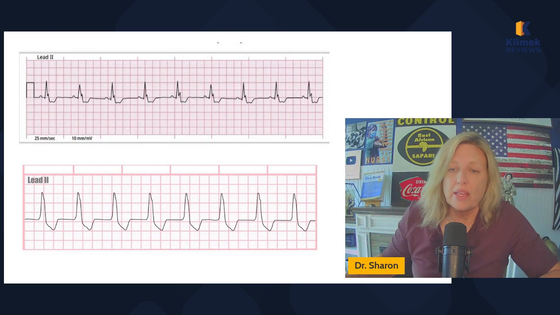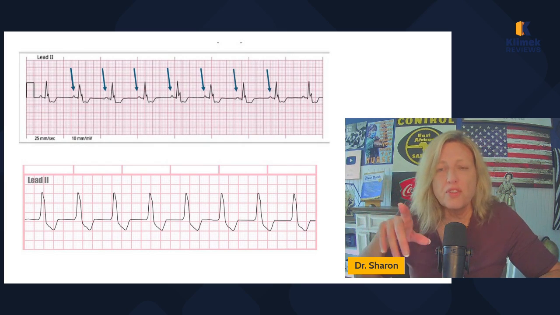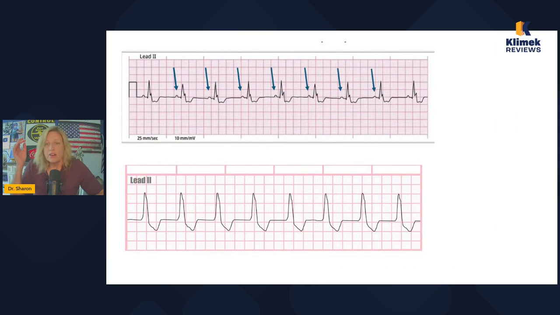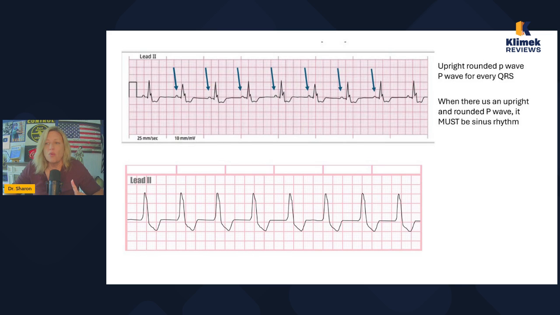So first of all, if you look at the top rhythm, let me make this a little bit bigger for you. I don't know if that got any bigger or not. If you look at the top rhythm, the arrows are pointing to the P waves. The P wave is upright and rounded, and there is a P wave for every QRS. Whenever you have an upright and rounded P wave, and there's one P wave for every QRS, you know that it must be a sinus rhythm, because that upright rounded P wave tells us that the electrical impulse is being initiated in the sinus node.